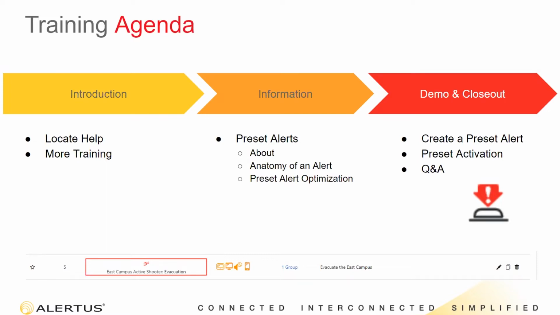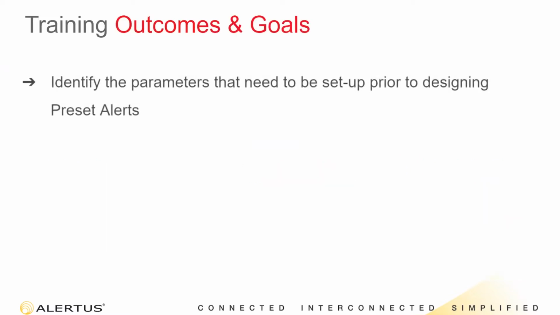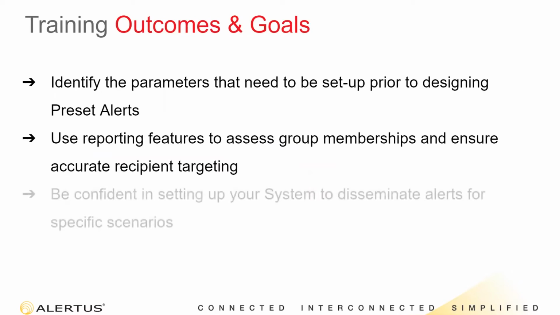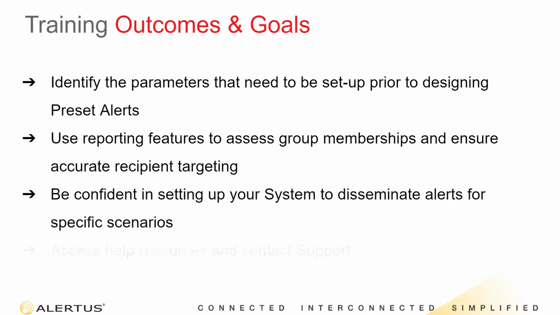Alrighty, so what I would love for you guys to get out of this training is first, identify the parameters that you need to set up prior to designing your preset alerts. You're going to be able to use reporting features to assess group memberships and ensure accurate recipient targeting. I want you to leave here being confident in setting up your system to disseminate alerts for specific scenarios, and of course, access help resources and contact support.